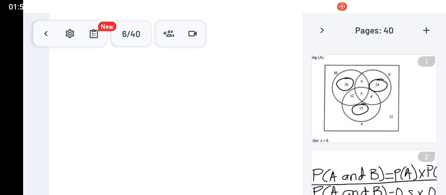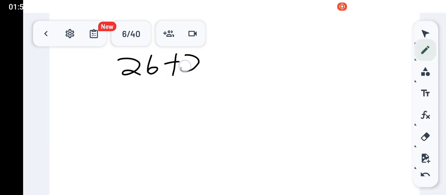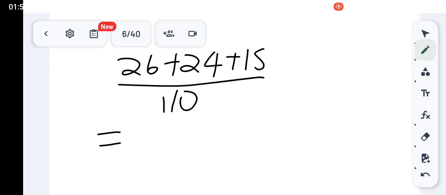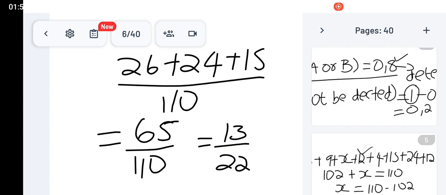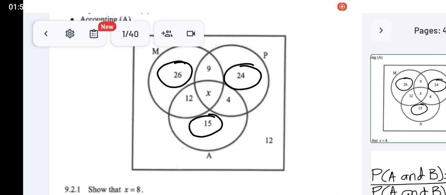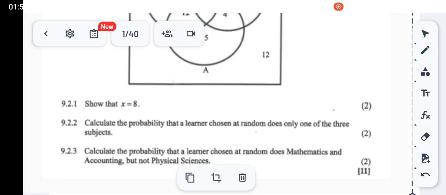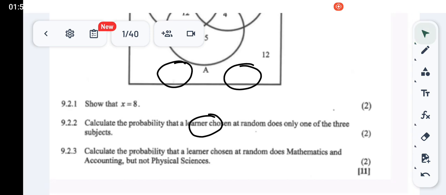Okay, so 26 plus 24 plus 15, divided by 110. This is equal to 65. Then 65 over 110 is equal to 13 over 22. Then that's correct. That is the probability that a learner chosen at random does only one of the 3 subjects.